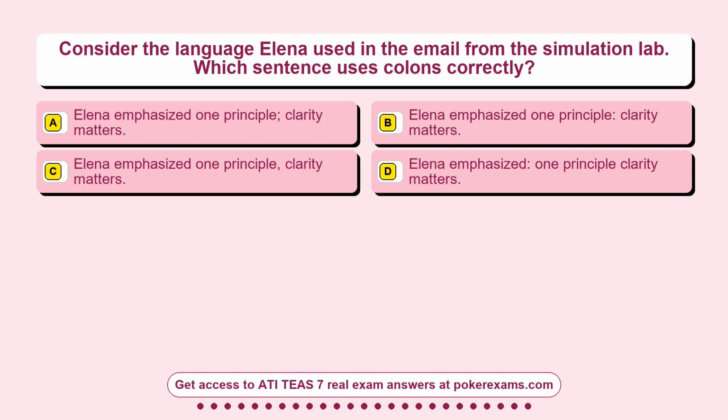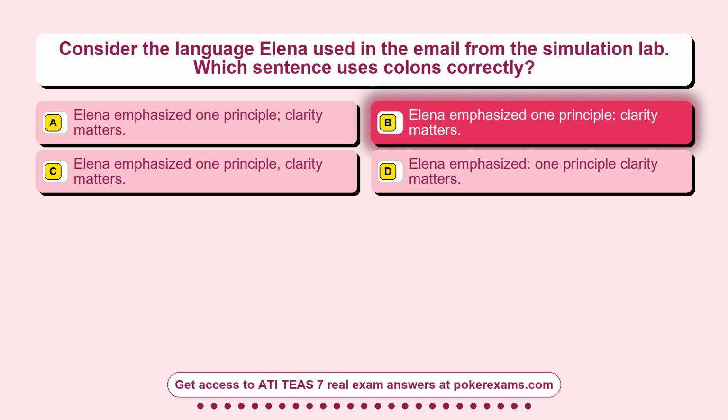Question 9. Consider the language Elena used in the email from the simulation lab. Which sentence uses colons correctly? Option A, while Lena emphasized one principle, clarity matters. Option B, while Lena emphasized one principle, clarity matters. Option C, while Lena emphasized one principle, clarity matters. Option D, while Lena emphasized one principle, clarity matters. The correct answer is option B.